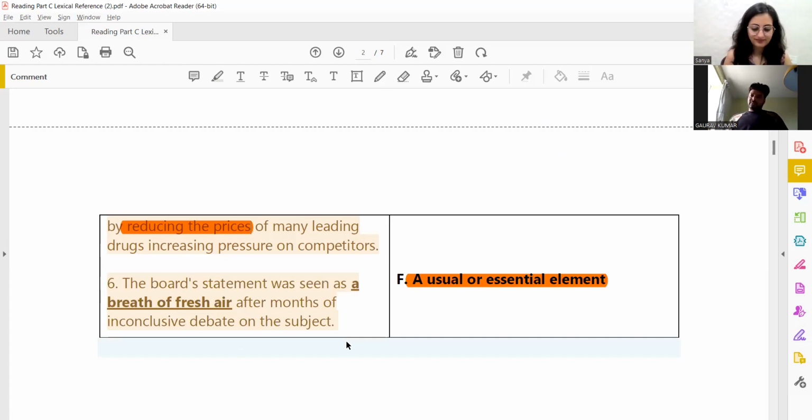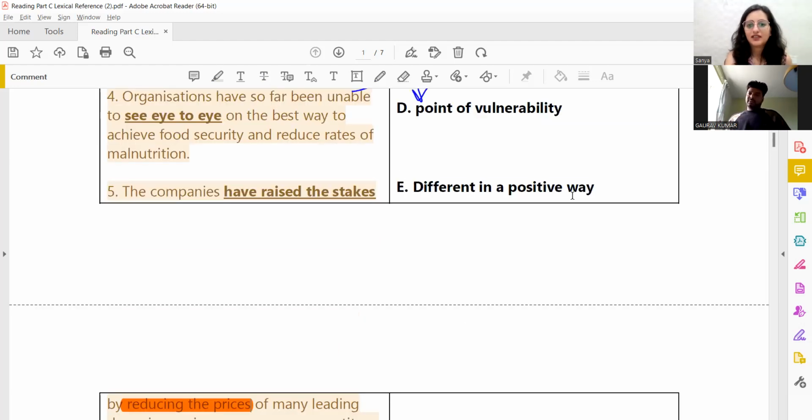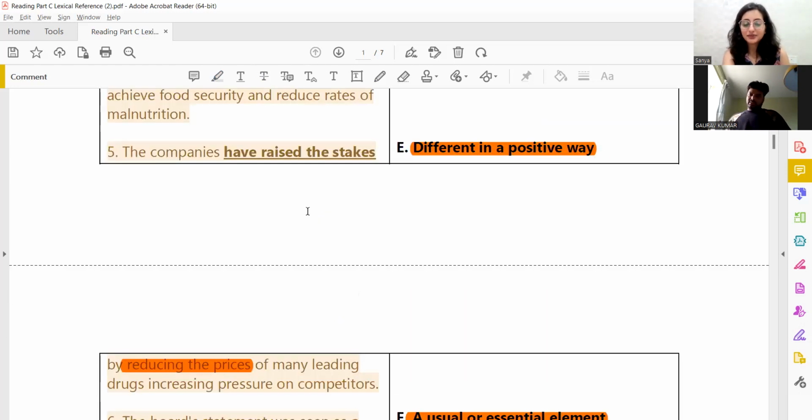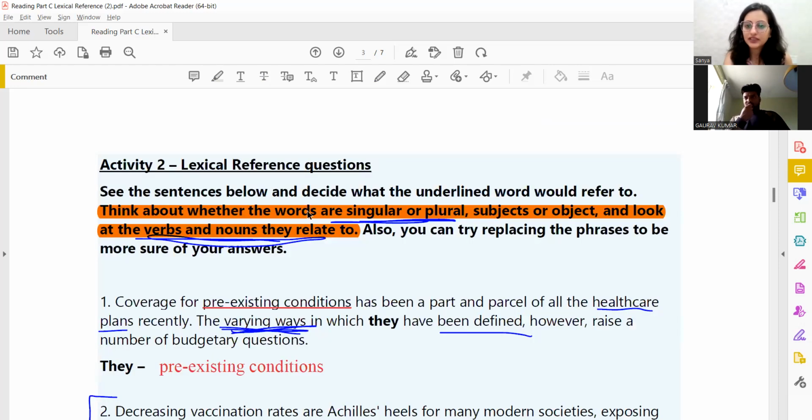The board statement was seen as a breakthrough after a month of inclusive debate. So it's a positive. It's just a different positive. Yeah, exactly. Good. So you are getting the hang of it. That's great. So basically, you got 5 out of 6 for this one. So that's good. So let's see if we can put it into practice.